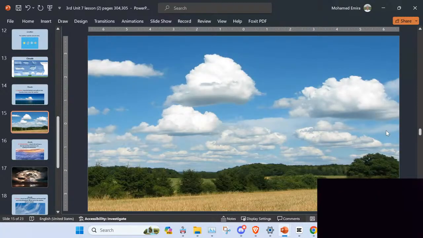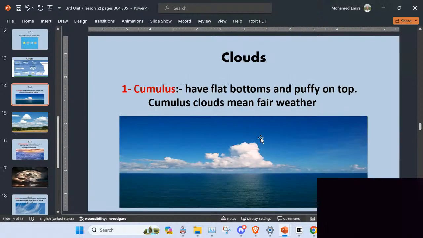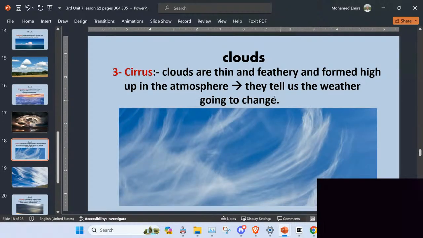So the first cloud is called cumulus, the second cloud is called cumulonimbus, or let's make it easier, cumubus, and this one is producing thunderstorms. The other one, which is the cumulus, is telling us that the weather is fair or normal or fine. Let's go to cloud number three, cirrus.